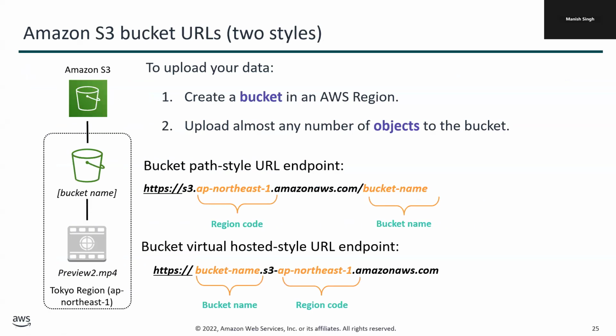You can create an S3 bucket in just one or two clicks. You can upload your data in a region, any region, right? You can upload almost any number of objects to the bucket. This data can then be accessed using a URL. They will provide a URL, for example, in bucket path style: here is the region code, amazon.com, and the bucket name. You also have a bucket virtual hosted style URL endpoint. Any of these styles of URL, you can use to access your data from a browser.